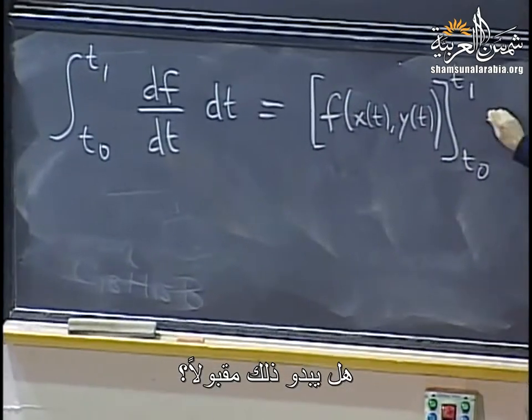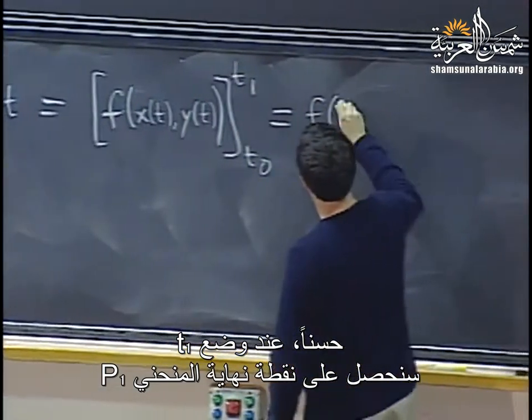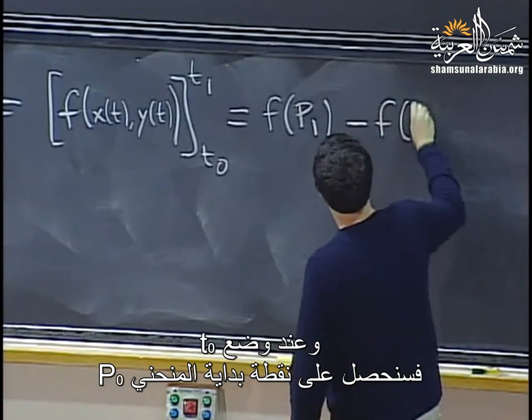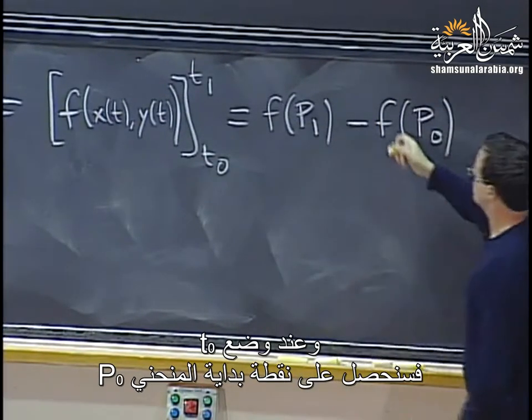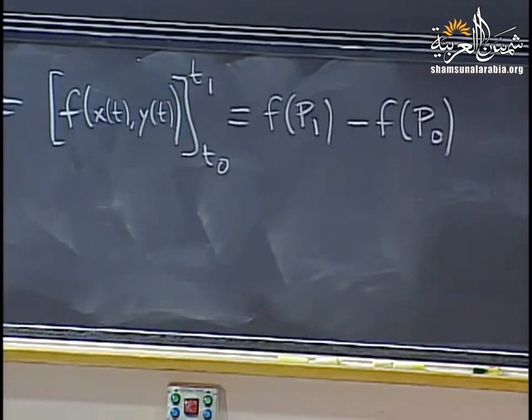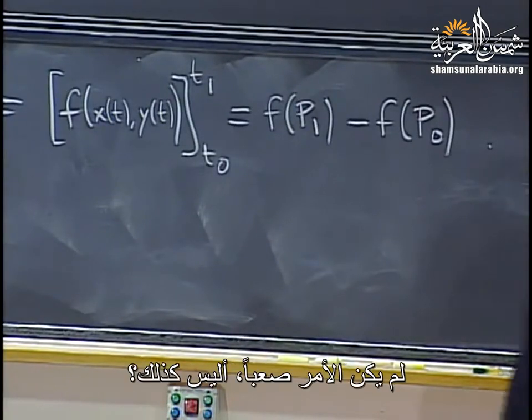Okay. And so when I plug in t1, I get the point where I am at time t1. That's the end point of my curve. When I plug in t0, I will get the starting point of my curve, p0. And that's the end of the proof. It wasn't that hard, see?